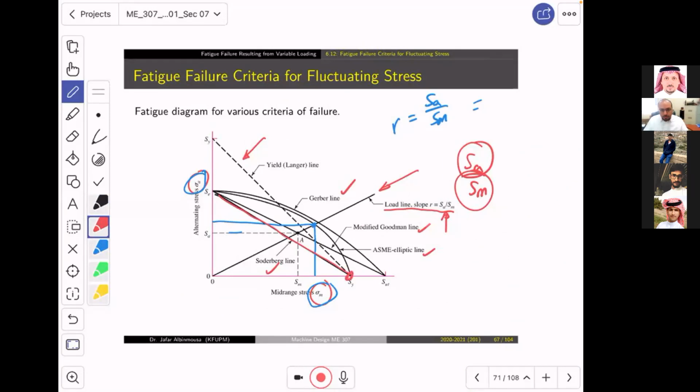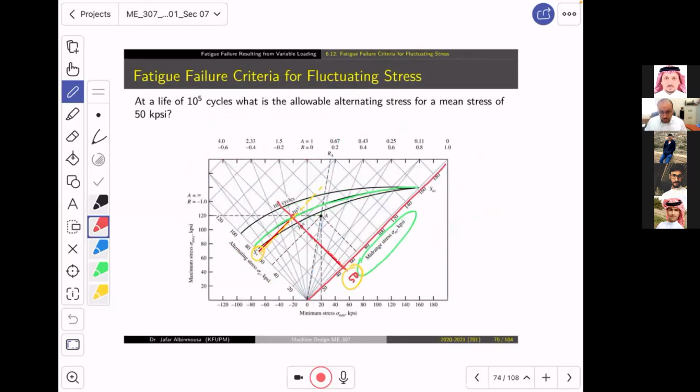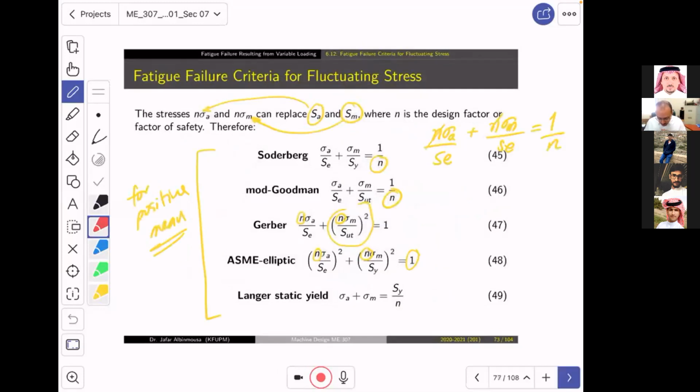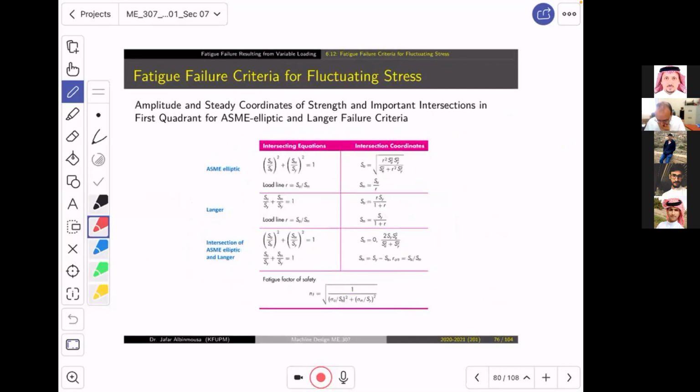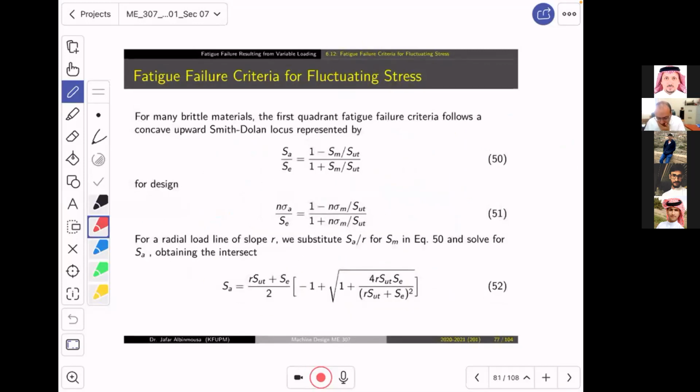That's it. So yes, you might want to know what is the relation or the intersection between Söderberg and the load line. This wasn't done, but it's different from other criteria. Other criteria may even intersect with each other. Okay, they give you the same value while some others do not. Okay, now one last thing is this.